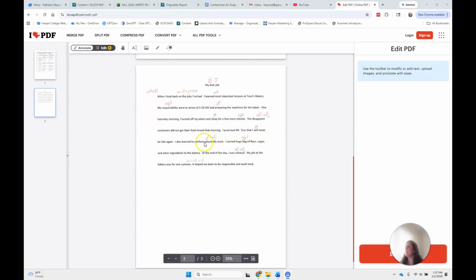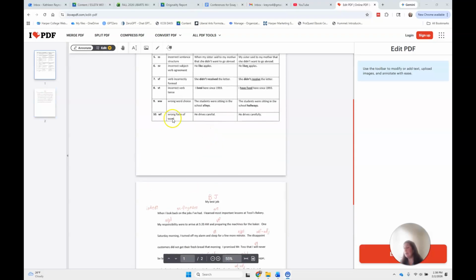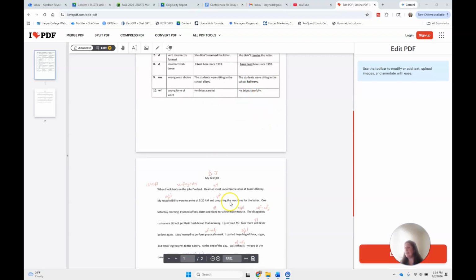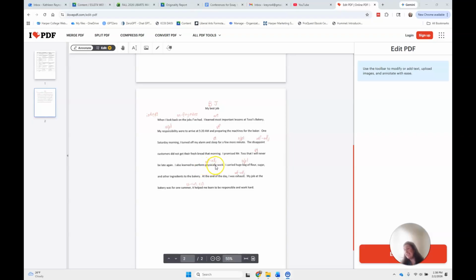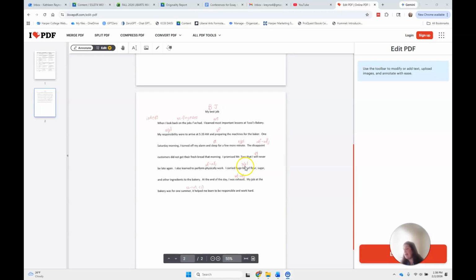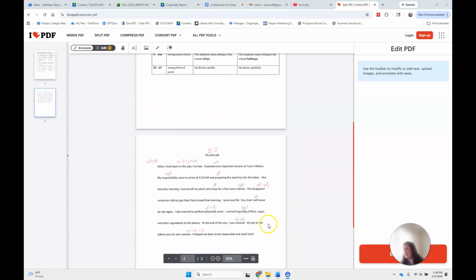I also learned to perform physically work. Again, we have WF, word form, and adjective. So just like here, it says he drives careful, he drives carefully. That's the adverb, which is correct here. But here we have physically, but describing a noun, work. So I learned how to perform physical work, physical. I carried huge bag, oh, that's a singular plural. I carried huge bags of flour, sugar, and other ingredients to the bakery.